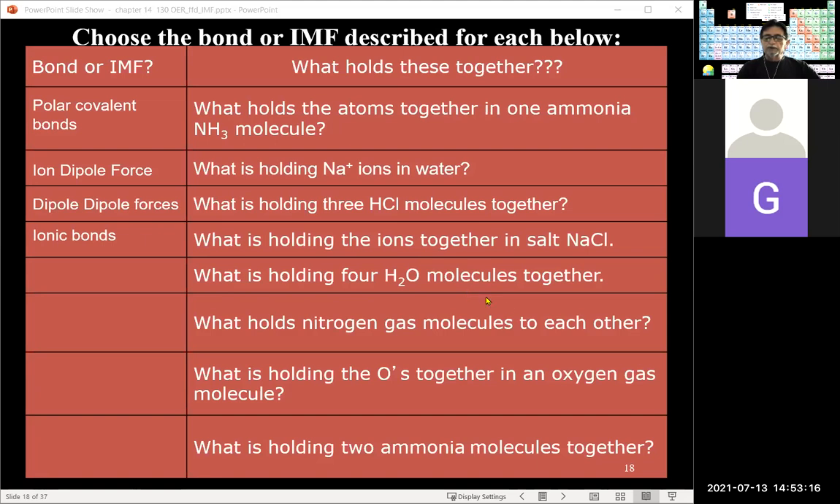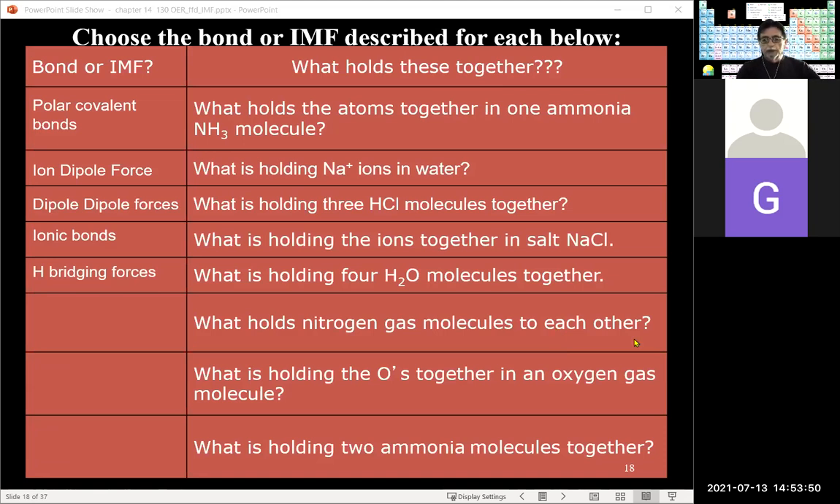What is holding 4 H2O molecules together? Here we're talking about intermolecular forces again. Water, H2O, is not nonpolar, so that eliminates London forces. We have no ions here, which eliminates ion-dipole. So we're back to dipole-dipole, hydrogen bridge. Well, water is very unique. It has hydrogen bonded to oxygen, so the only thing here is hydrogen bridging force.